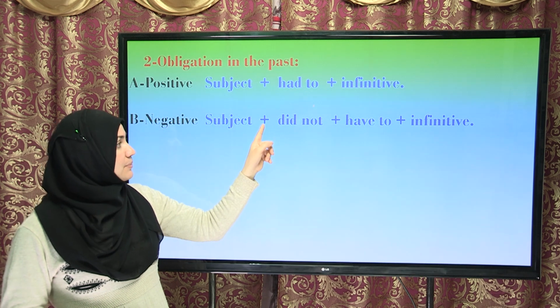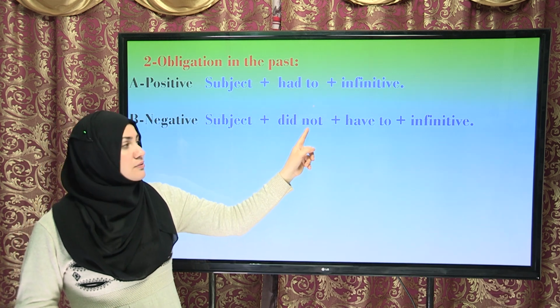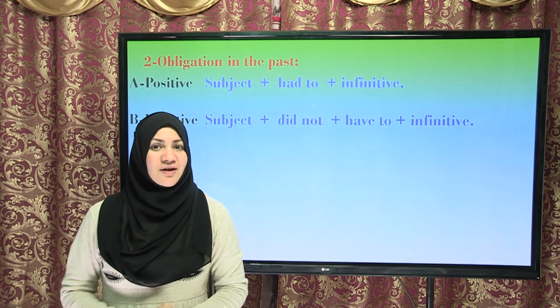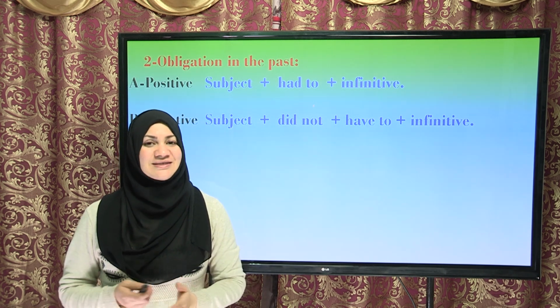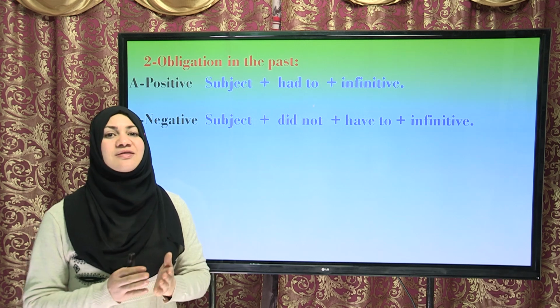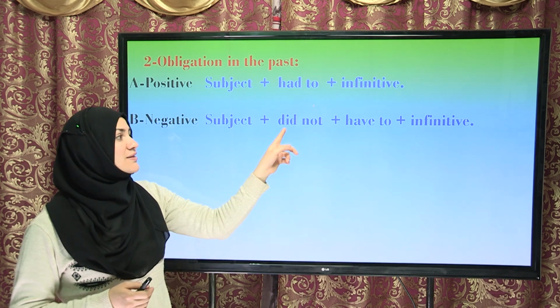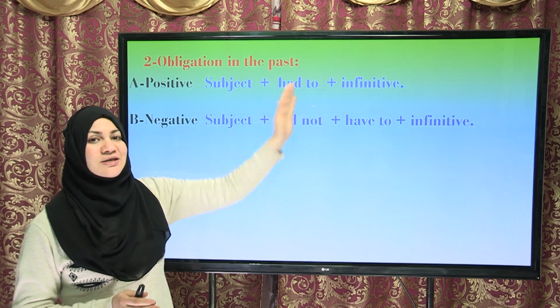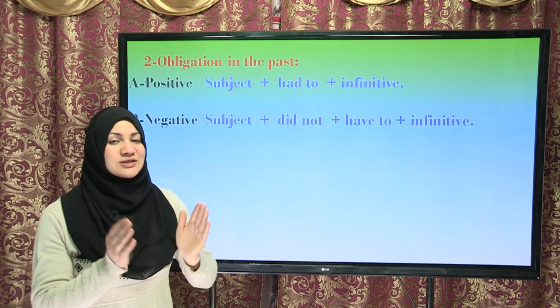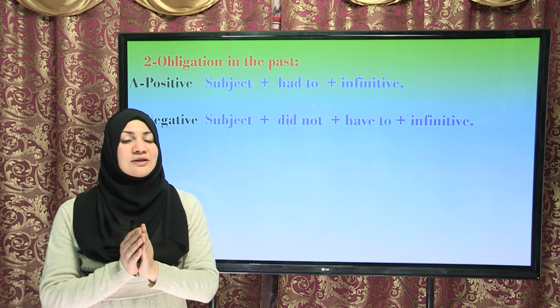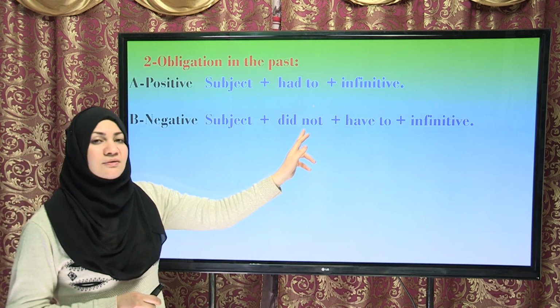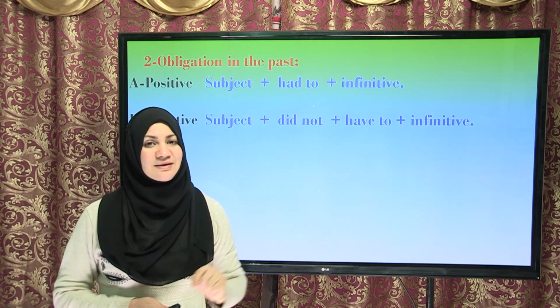Subject plus did not plus have to plus infinitive. Of course, in the past simple, we always ask with did or make the negative form with did not. So the same thing here. Had to is considered as a verb. So when we form had to in the negative form, subject did not have to plus infinitive.